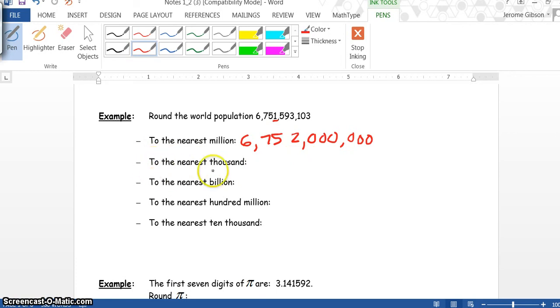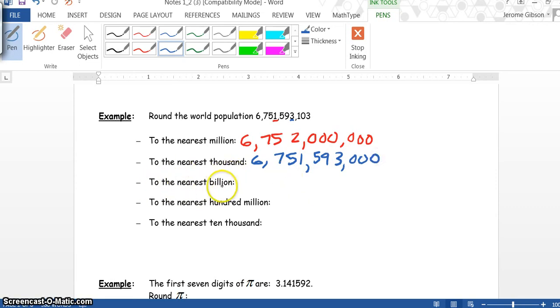Now we come here. It says to the nearest thousand. So here, I'm going to use some different ink. Here we go to the thousands place. This 3 here is in the thousands place. So we look to the right of this 3. The number to the right of this 3 is 1, which is less than 5. So that means we leave the thousands place the same, and all the digits behind it become zeros. So it'll be 6,751,593,000.